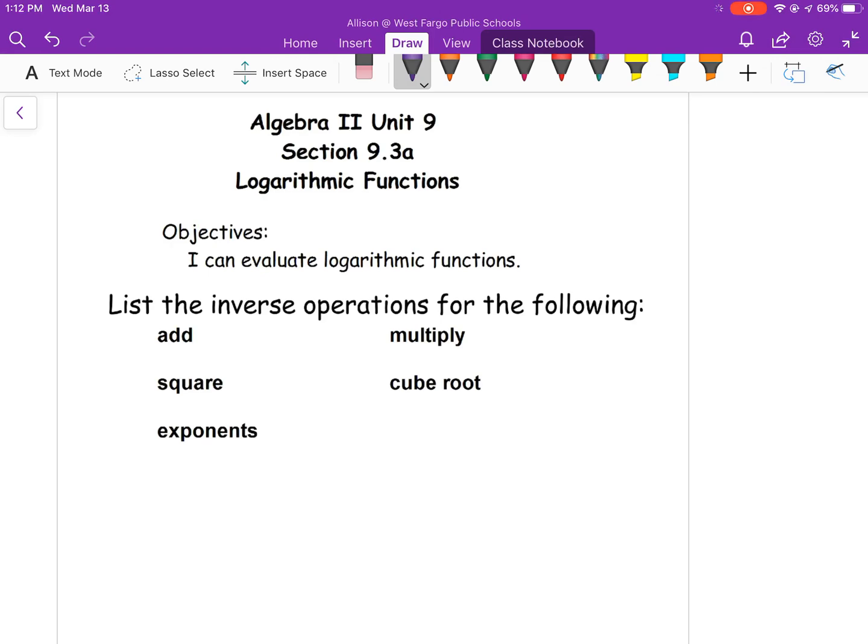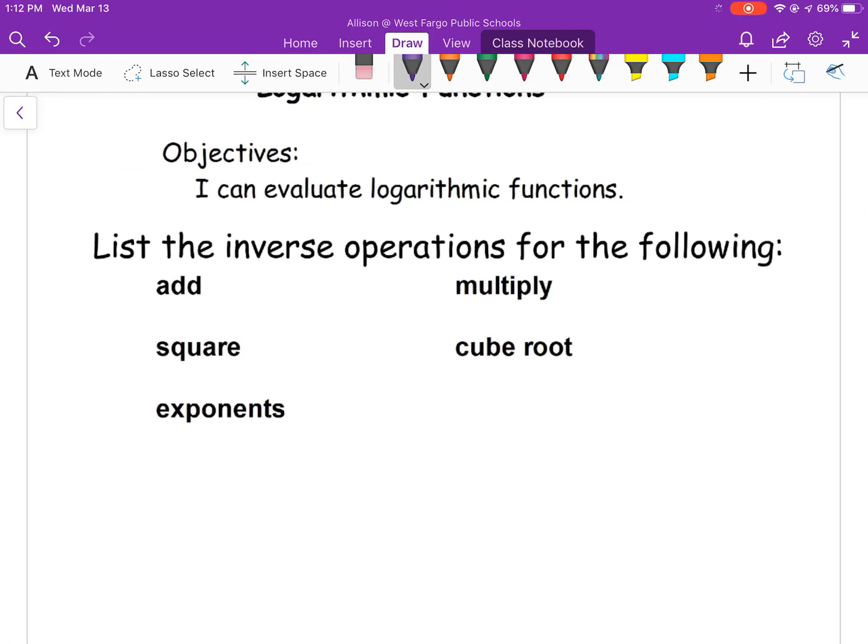9.3a, starting logarithmic functions. So we're going to start evaluating logs today. And this is really the first introduction to logs. So let's go over the operations you're familiar with and talk about the inverse. The inverse of adding is subtracting. You know the inverse of multiplying is dividing.